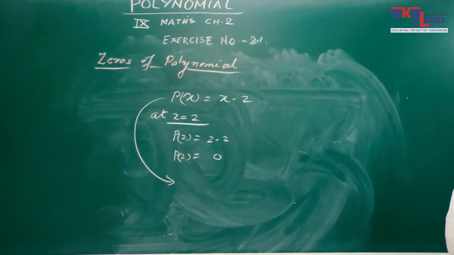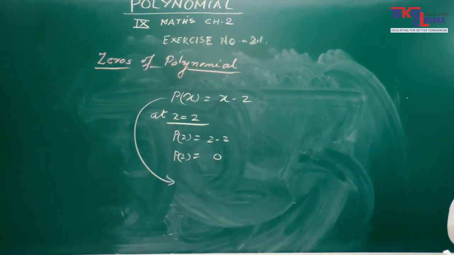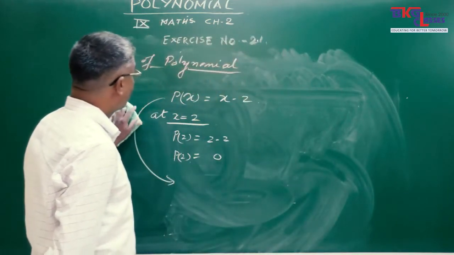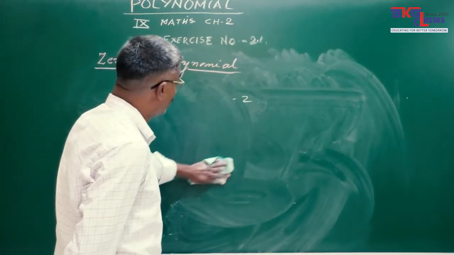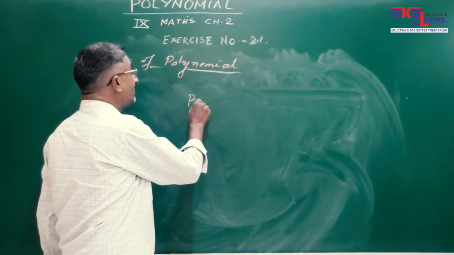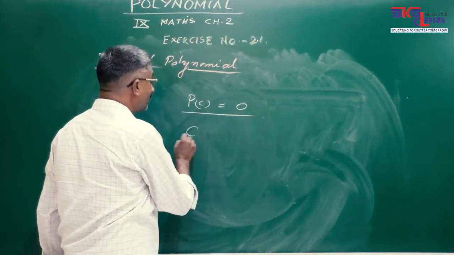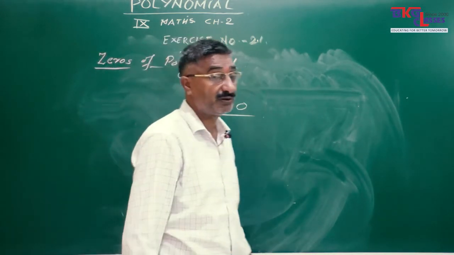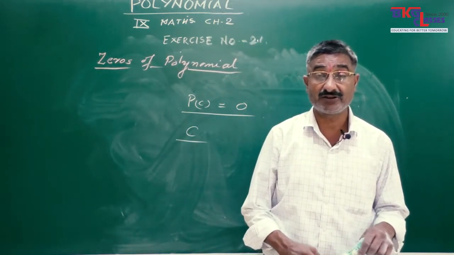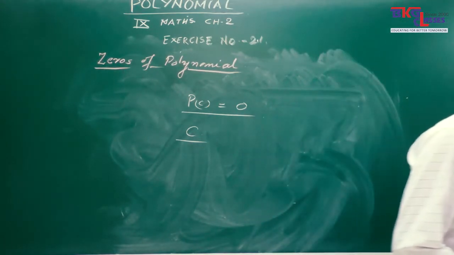So, we say that the zero of the polynomial P(x) is a number c such that P(c) is equal to 0. In a general equation, if we substitute the value c in the polynomial and this becomes 0, we can say that c is the zero of the polynomial P(x).